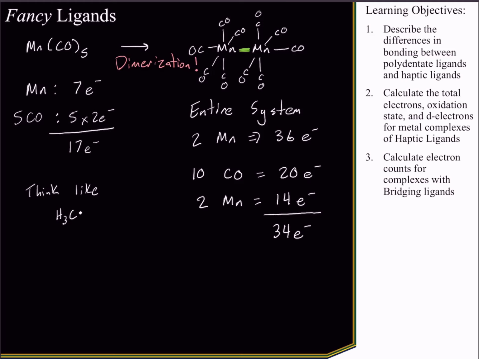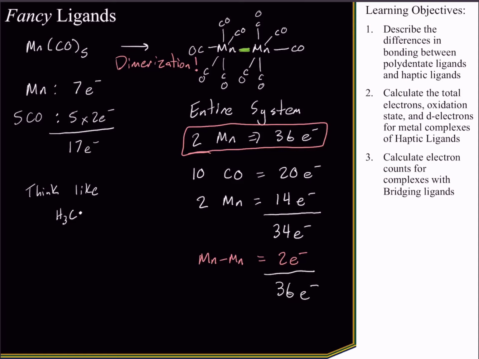So how can I get up to 36, right? Like I said, if we have 2 manganese atoms, I want to get to 36 electrons. Well, I can account for the fact that I have a manganese-manganese bond. If I'm drawing a bond in kind of a Lewis structure, we would say that that's 2 electrons. And this gets us to 36 electrons.